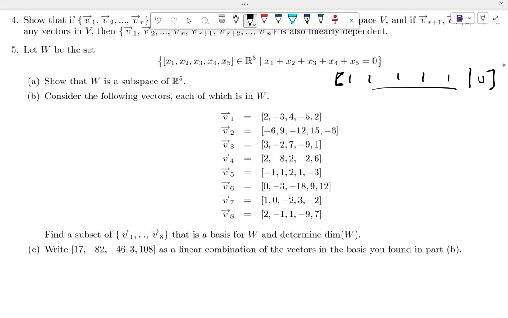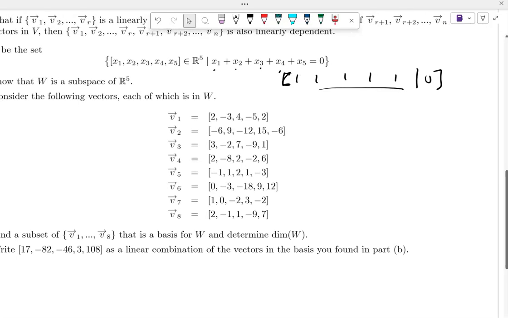Say it again. I do care about x5, but I don't have any choice. If I pick x1, x2, x3, and x4, I know what x5 has to be to make it equal to 0. I don't have a choice for what the x5 is. That's the idea.